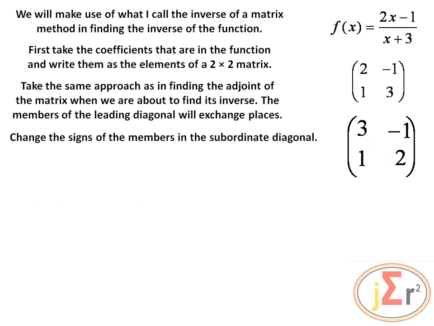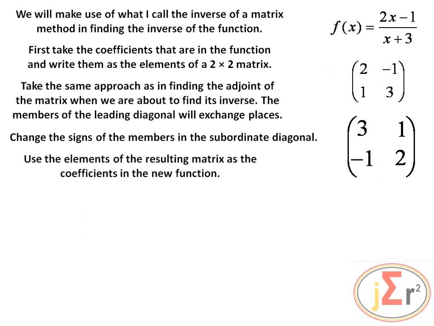And what will happen to the elements of the subordinate diagonal? As usual, change the signs of the members of the subordinate diagonal. And what do we have? 3, 1, -1, 2. And then those will be the coefficients. Use the elements of the resulting matrix as the coefficients in the new function. So f inverse of x is equal to 3x plus 1 over -x plus 2.